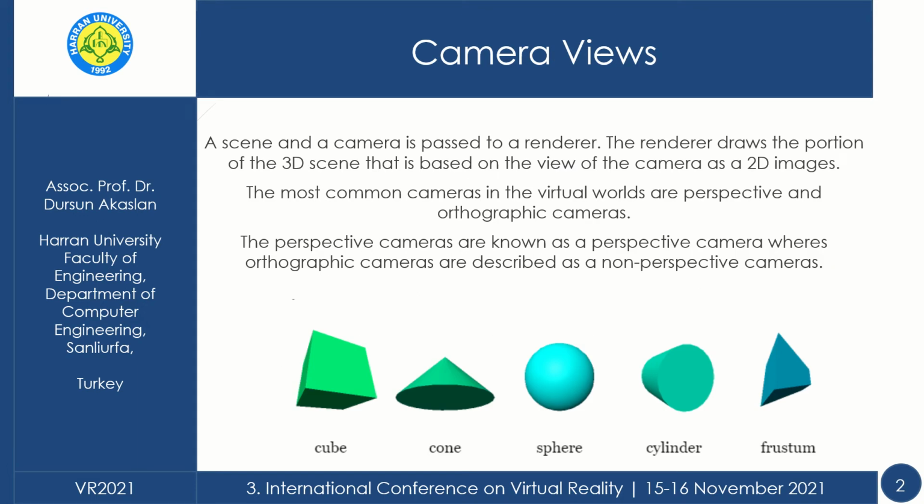There are many types of camera views in the virtual world. A scene and a camera are passed to a renderer. The renderer draws the portion of the three-dimensional scene that is based on the view of the camera as a 2D image. Today, we use many types of cameras, but the most common cameras in the virtual world are perspective and orthographic cameras. The perspective camera is known as a perspective camera, whereas the orthographic camera is described as a non-perspective camera. We will look at the details of these types of cameras.